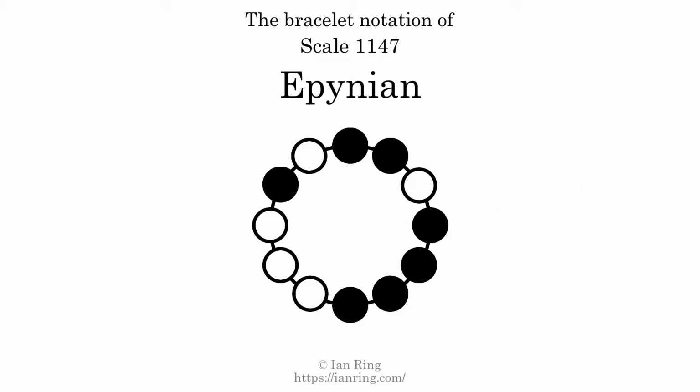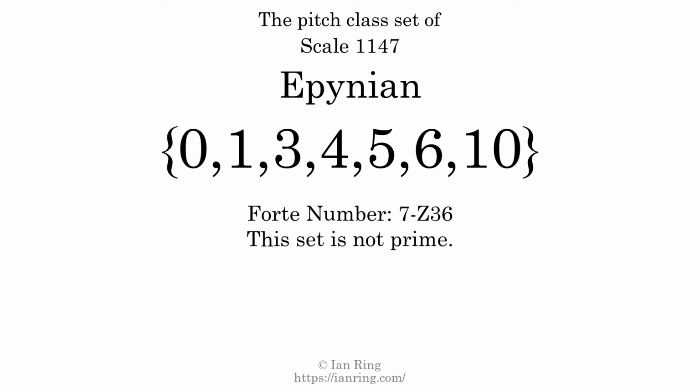This is a bracelet notation diagram of scale 1147. The shaded circles represent tones that appear in the scale, and they are read clockwise, starting at the top. The pitch class set for this scale is 0, 1, 3, 4, 5, 6, 10. The fault class is 7Z36. This set is not prime.